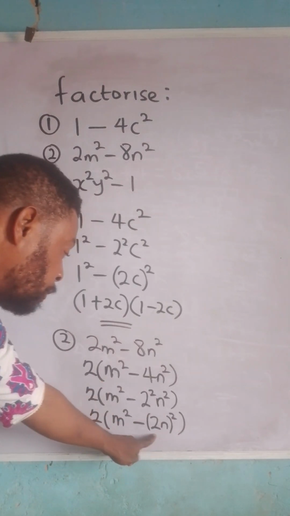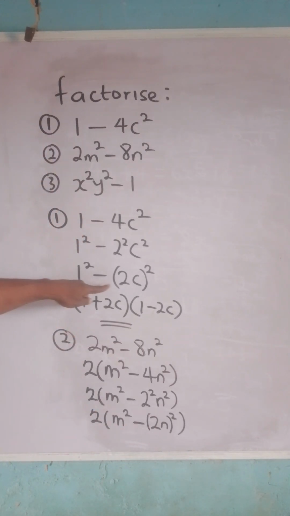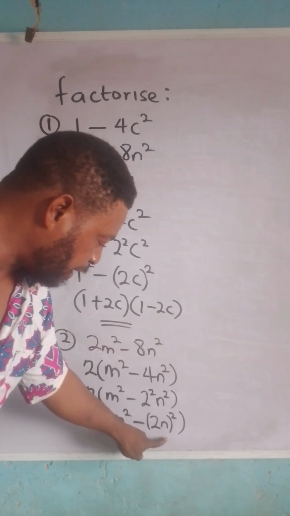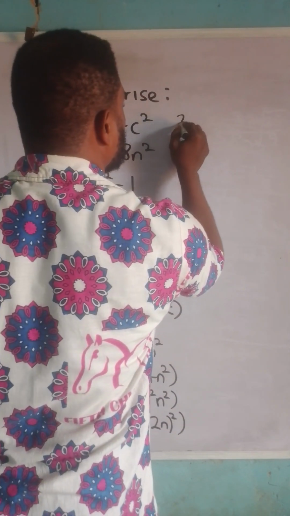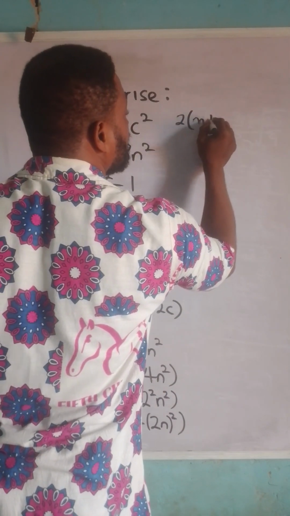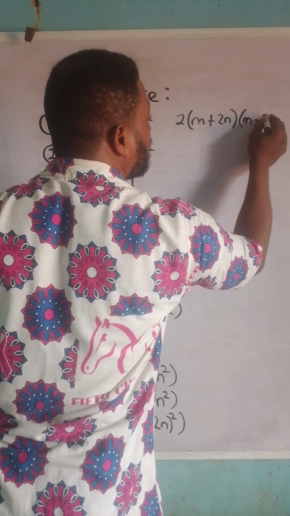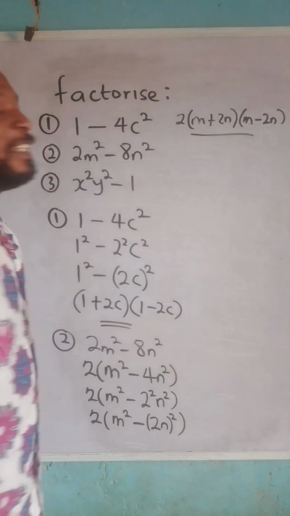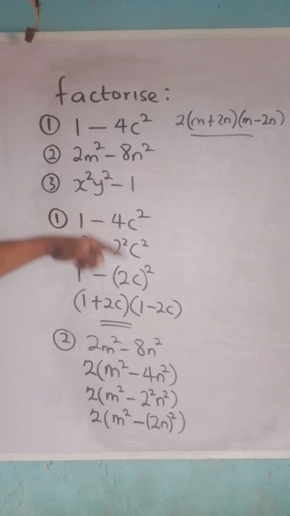Now, we are going to express this as difference of what? 2 squares, just like what we did here. We are going to apply the same principle here. So let us move over up here. So this is the same thing as 2 into, watch carefully, m plus 2n into m minus 2n. So that is our answer for number 2. So now let us move over to number 3.